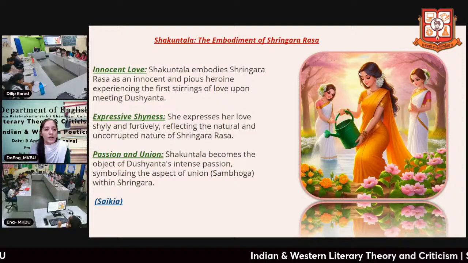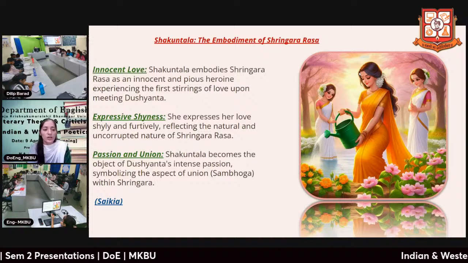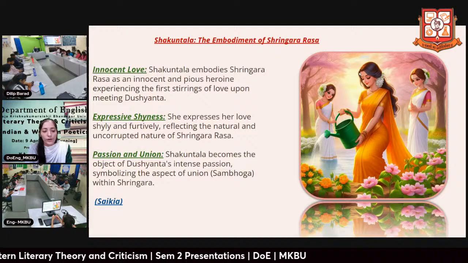Now let's see which is the core bhav. Shringar is a core bhav, and we can find that Shakuntala is the one who holds that Shringar rasa. She is very innocent throughout the play and very shy to express her love. She is natural, so we can say that naturally we find Shringar rasa in her.